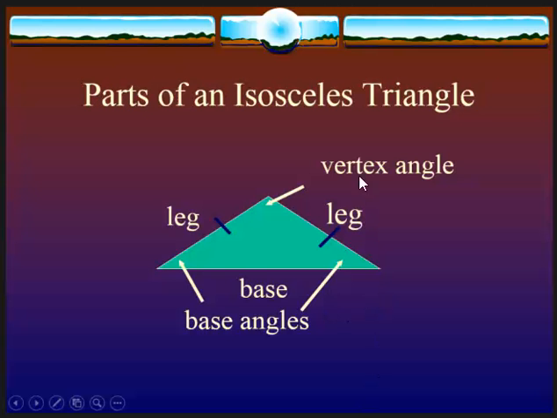Remember, isosceles means that two of the legs or two of the sides are the same. So the ones that are marked with the congruency marks we call legs. The two congruent sides of an isosceles triangle are called legs. The one that is not congruent is called the base. Now, in this picture, the base is on the bottom, but it doesn't have to be.